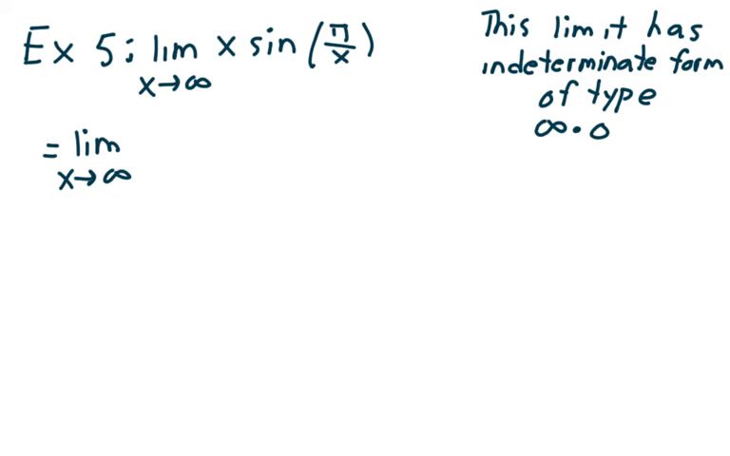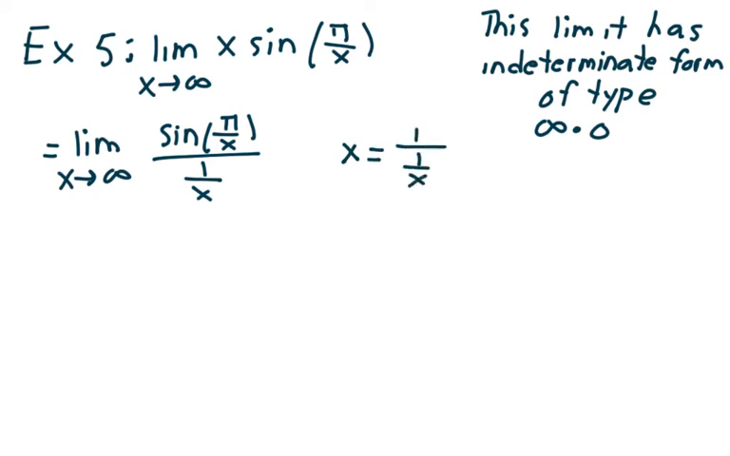So what I'm going to do is a little, perhaps you can call it a trick. I'm going to rewrite this limit as sine of pi over x, and I'm going to divide by 1 over x. So I'm using the fact that x is the same as 1 over 1 over x. Why? The reason why is because you want to get this limit in indeterminate form of type 0 over 0 or infinity over infinity. And that will allow us to apply L'Hopital's rule. Because if you notice, as x goes to infinity, the numerator will be 0, the denominator will be 0. Boom, we could do L'Hopital's rule.